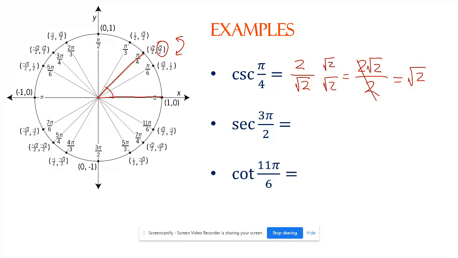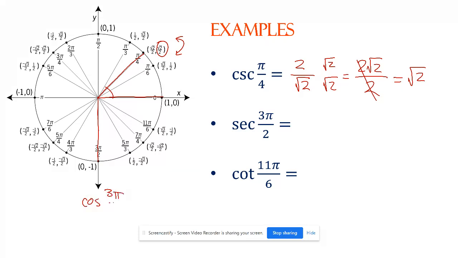All right, now we have 3 pi over 2 for the secant. And remember, secant goes with cosine, so we're looking at the x value. So right now we're down here. 3 pi over 2. The x value here is 0. So the cosine of 3 pi over 2 is 0.